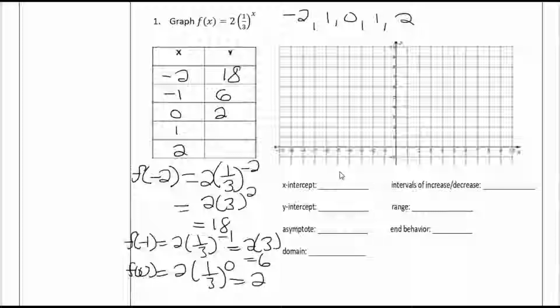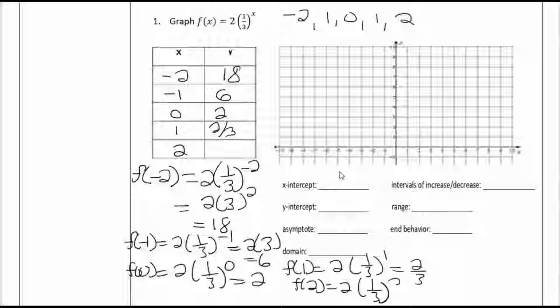Now we're going to plug in f of 1. We have 2 times 1/3 to the first. 1/3 to the first is 1/3. 2 times 1/3 is 2/3. Now the last one, we're going to plug in 2. So 2 times 1/3 to the second. 1/3 to the second is 1/9. So 2 times 1/9 is 2/9. Okay, so now we've got our numbers. We can go ahead and make the plot.